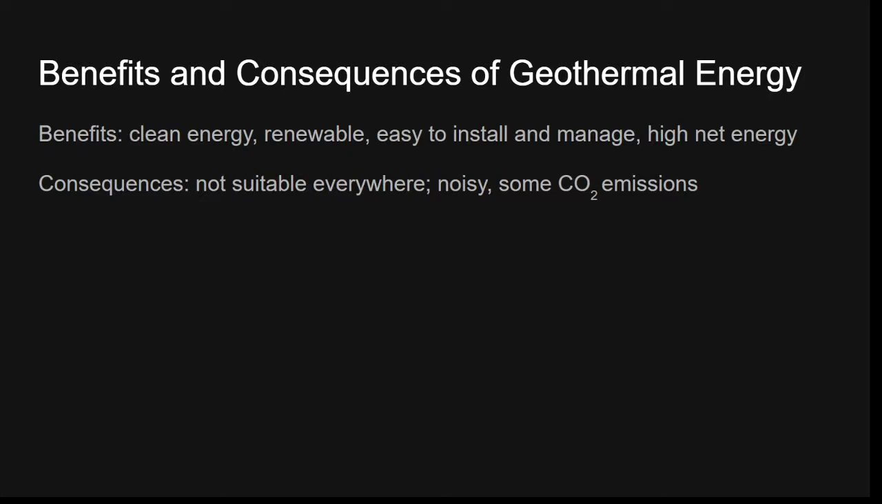It's important to note that geothermal energy is one of the energy sources that is not solar based because it's coming from the actual heat of the Earth's core.